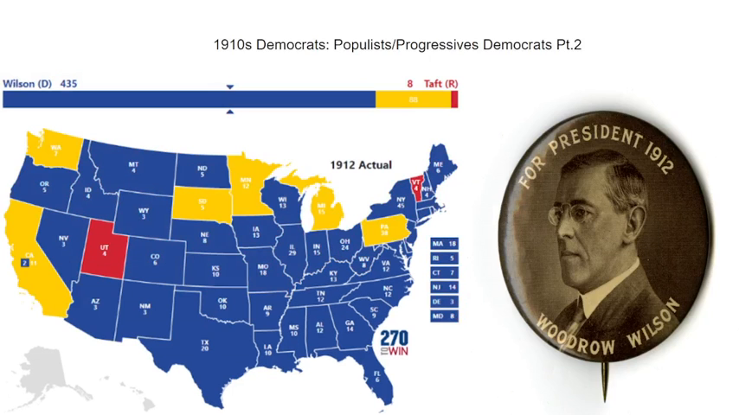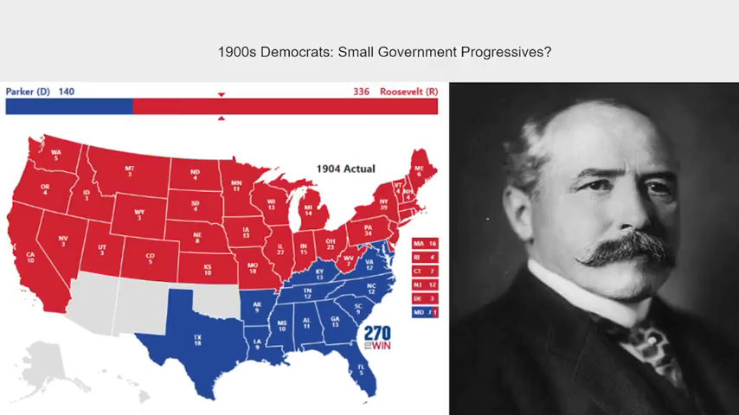The 1910s Democrats, they brought back their populism message, but also mixed it with progressiveness. So Progressive Democrats Part 2 is, wait, was there a previous?